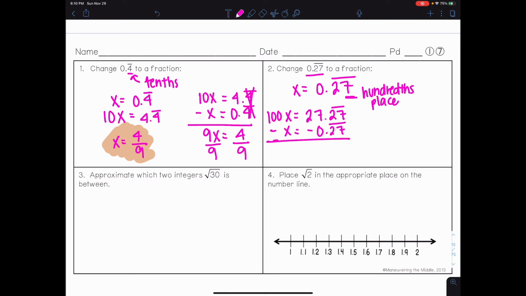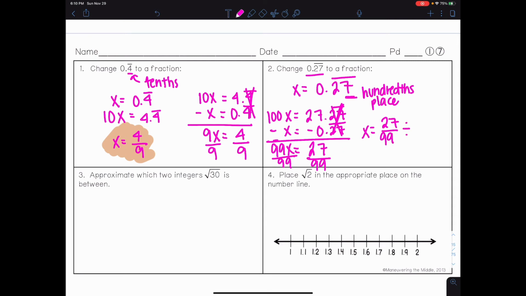Okay, so then 100x minus x is 99x. And 27.27 repeating minus 0.27 repeating. My repeating decimal part is gone, and 27 minus 0 is 27. Finally, we'll divide both sides by 99, and we have that x equals 27 over 99. But it's not simplified, and we need to do that.